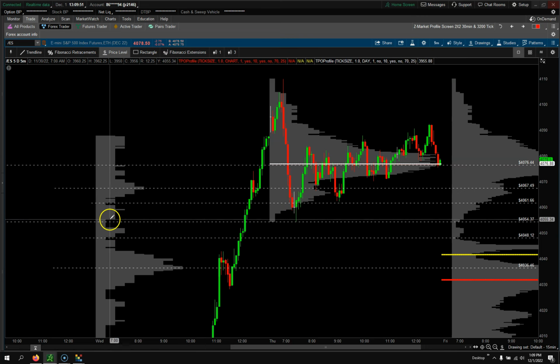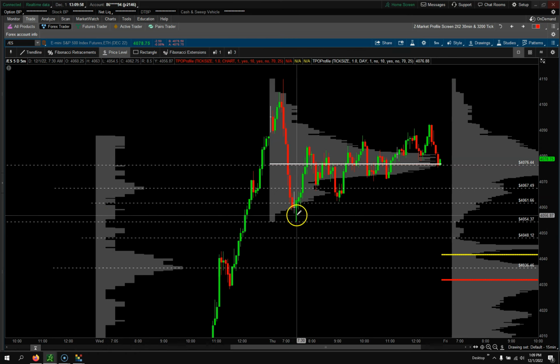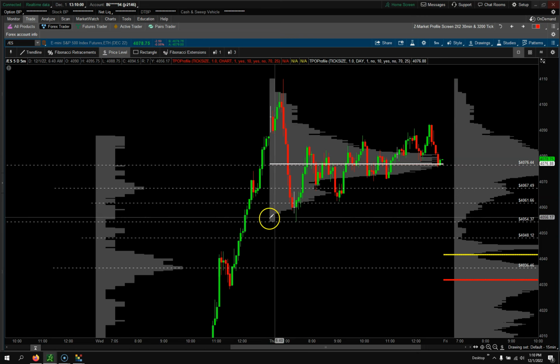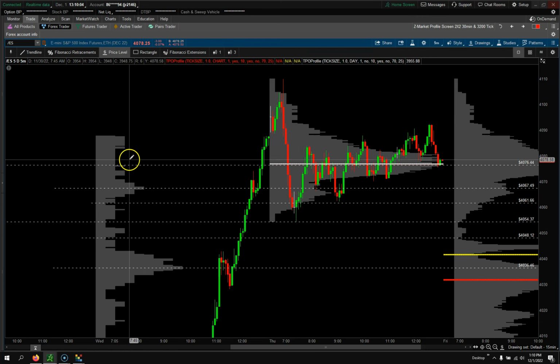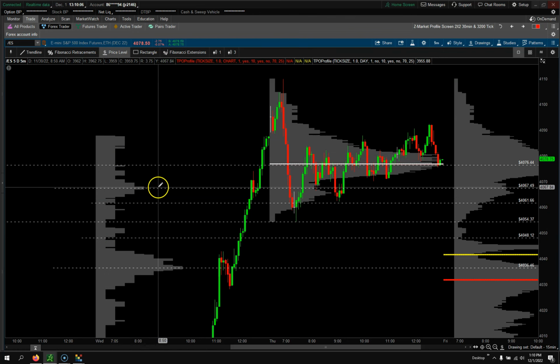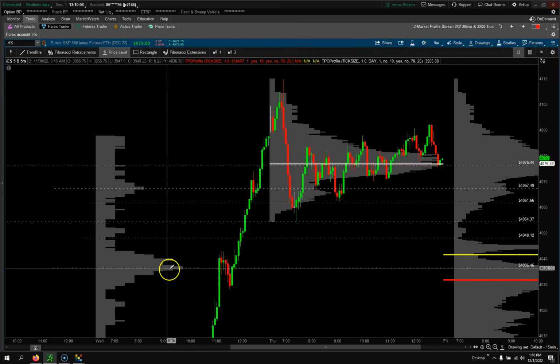Okay, next we have this low volume node, which is the start, right? And what does price do? It comes right down to it, and then we bounce to the upside. So just using this chart and prior high volume or low volume nodes is very, very powerful.